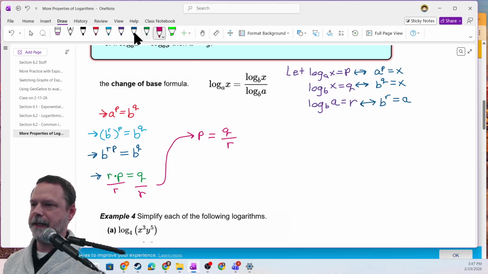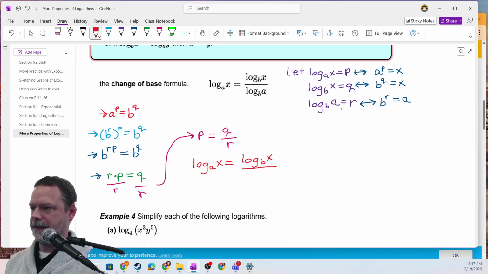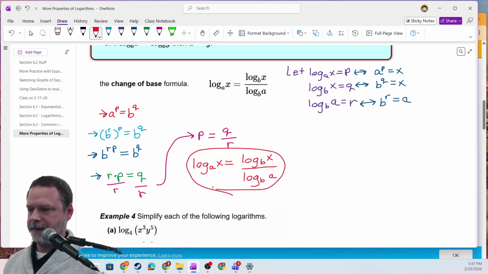Why? Because what's p again? Let's go back and back substitute. p is log base a of x. So log base a of x equals q, which was log base b of x, over r, which is log base b of a. And so that is our change of base formula. You love to see it.